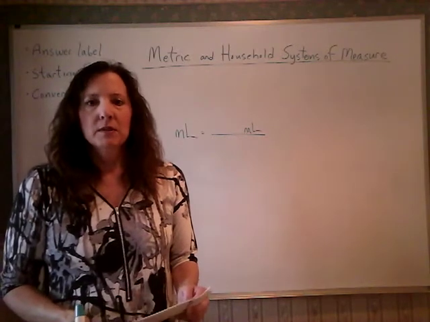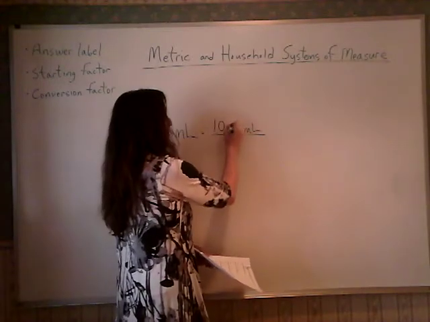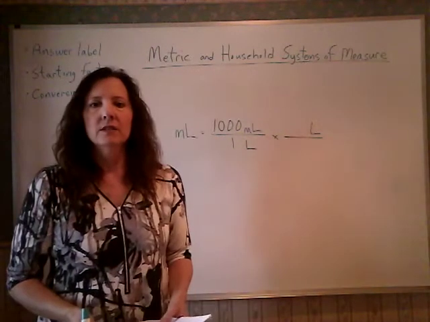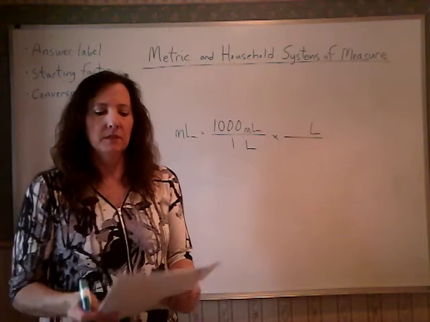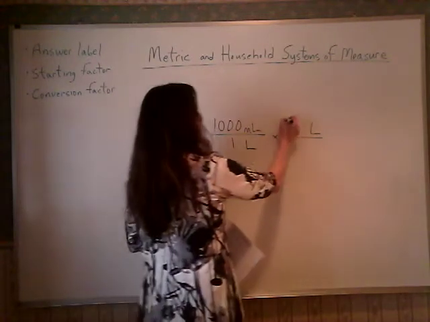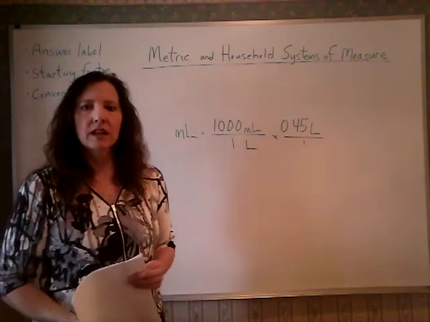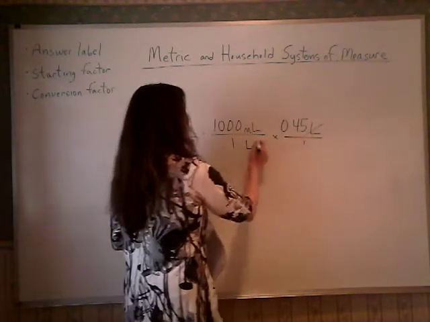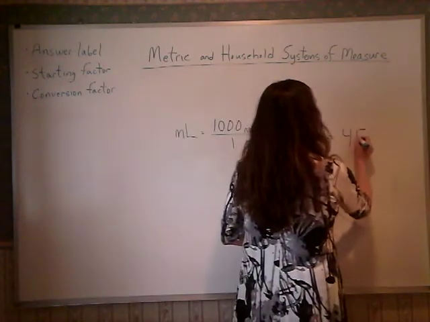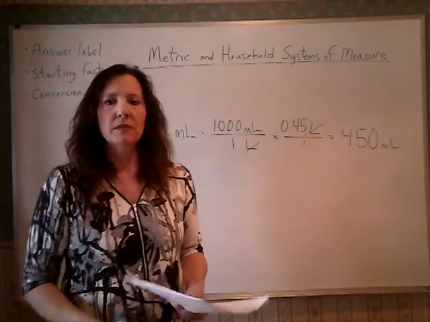Looking on your equivalency table, you'll see that 1,000 milliliters is equivalent to 1 liter. Again, follow the steps, put liters in the next factor, and the question is converting 0.45 liters. So we're done, and we cross-cancel everything except milliliters. You do the math. Put your unit of measure, and you have 450 milliliters.